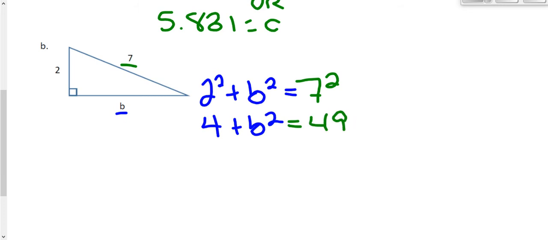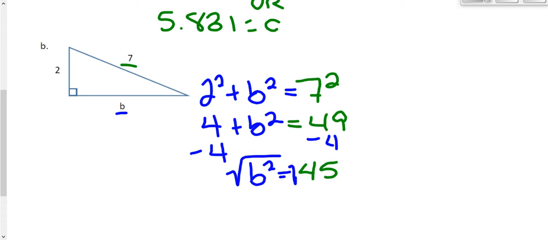Now if I want to solve for b, I have to get this 4 away from it, so I'm going to subtract 4 from both sides. So b squared is going to equal 49 minus 4, which is 45. And to solve for b, we're going to take the square root of both sides. So b is going to equal the square root of 45, which can be simplified. 45 is 9 times 5.